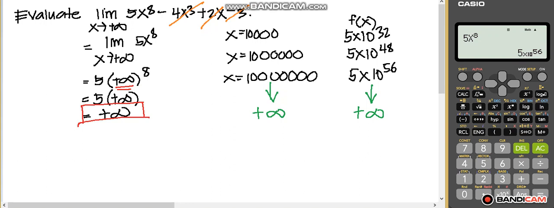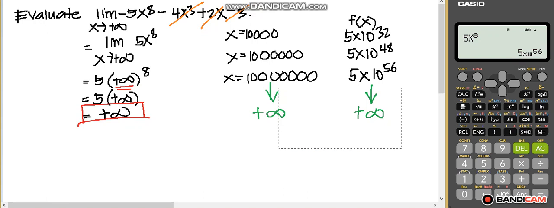Okay, let's have our second example. Paano naman kung ang lalagay ko dito ay instead of positive 5, gawin natin tong negative 5. Negative 5. So, magbabago kaya yung sagot natin. Now, let's see. Okay?